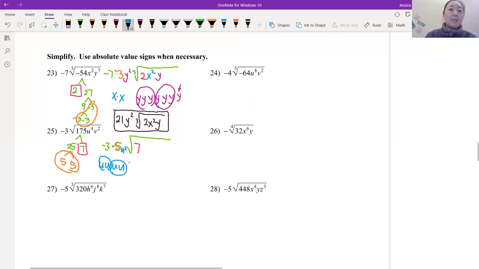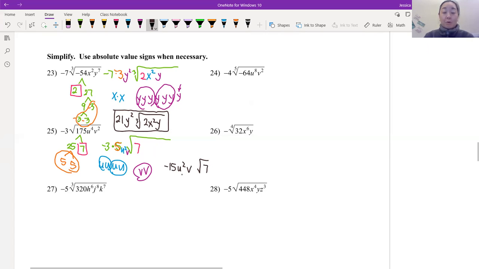All right, and what about our v? Looks like I'm running out of room. So we got v squared, and we know v squared is v times v. It's one group, right? So we're just going to have a v outside here. And all we have left inside is 7. So I'm going to pretty this up a little bit. This is going to be 3 times -3 times 5, which is -15, and this is going to be u squared v, and then the square root of 7.